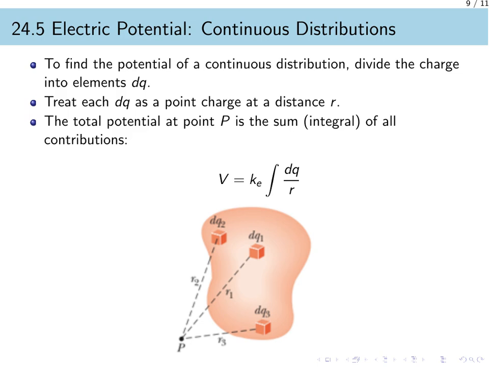point P. By integrating the contribution of each element, which is the Coulomb constant K times dq, divided by r, over the entire volume or surface of the distribution, we arrive at the total electric potential, V.